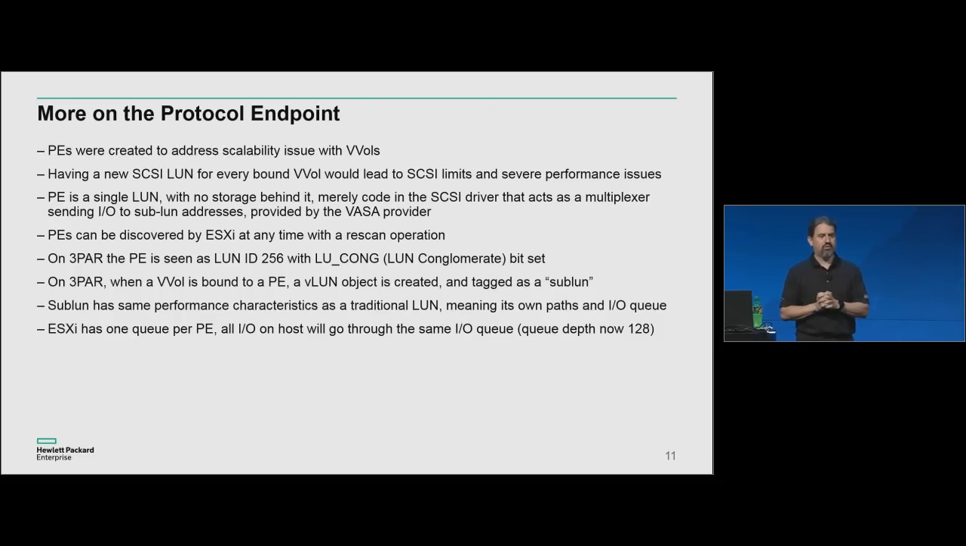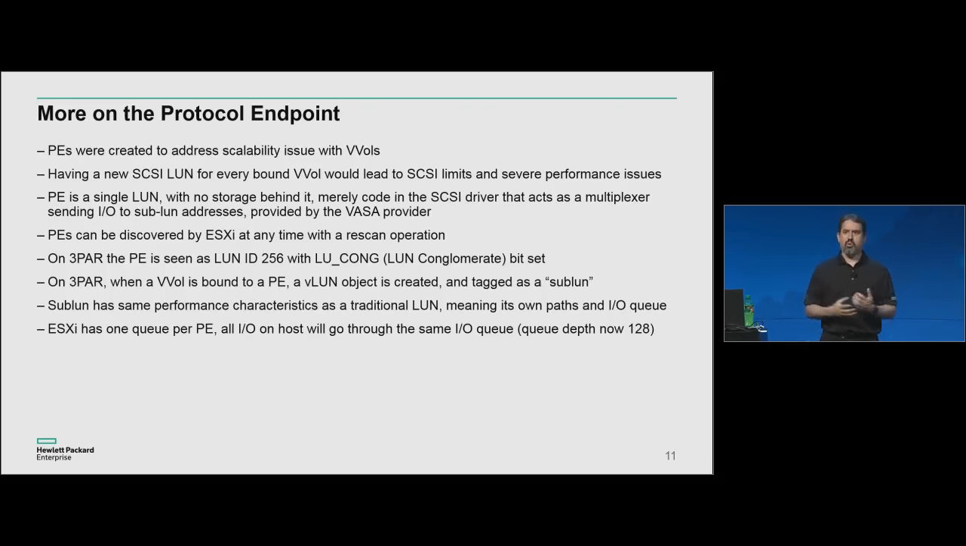The PE allows us to address the scalability that we have with VVols, where we're used to working with LUNs in the hundreds, and now with VVols we have to work with these sub-LUNs in the tens or hundreds of thousands. So there are a lot more objects on the storage array that would potentially be visible to the host. And having the host see all of those many LUNs, we run into SCSI limits. How would you like to do a rescan on a host and have 20,000 LUNs to go through?